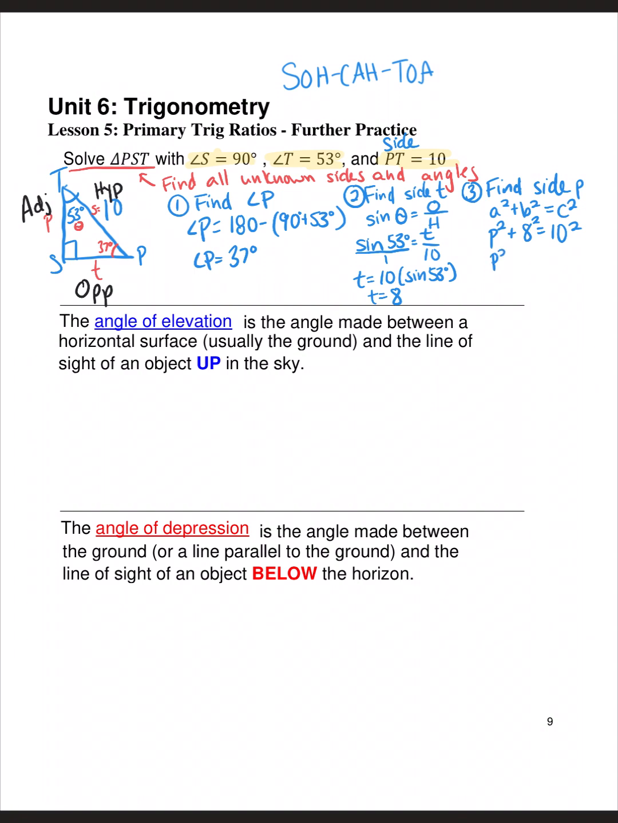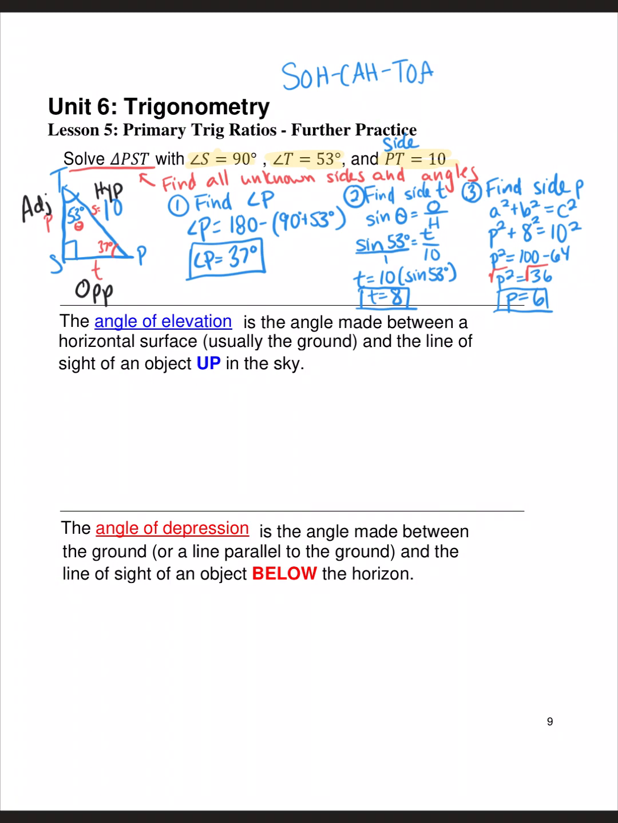Then we're just going to isolate p. So 10 squared is 100, and I'm going to subtract that 8 squared over to the other side, which would be 64. So p squared would equal 36, and we would take the square root of both sides, and we would find that p is equal to 6. If I had room, I'd probably write a therefore statement. But those were all the missing sides and angles that we just found.